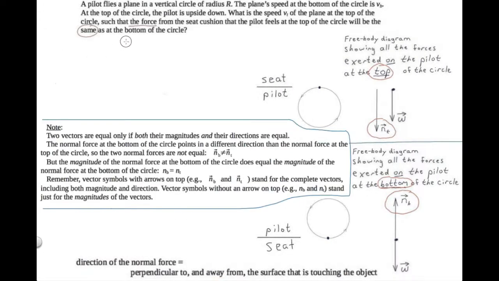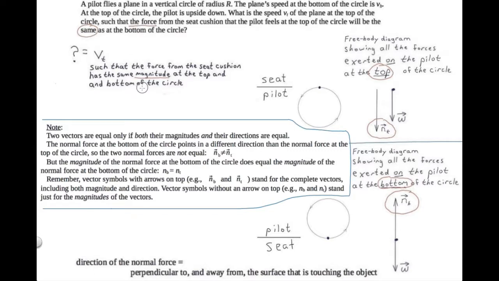Now, the problem says that the force exerted by the seat cushion on the pilot will be the same at the top and bottom of the circle. We know that that force is the normal force. But since n sub t and n sub b point in opposite directions, the normal force is not the same at the top and bottom of the circle. So we can see now that the wording of the problem is a little bit sloppy. What the problem meant to say is that the magnitude of the force exerted by the seat cushion is the same at the top and bottom of the circle.